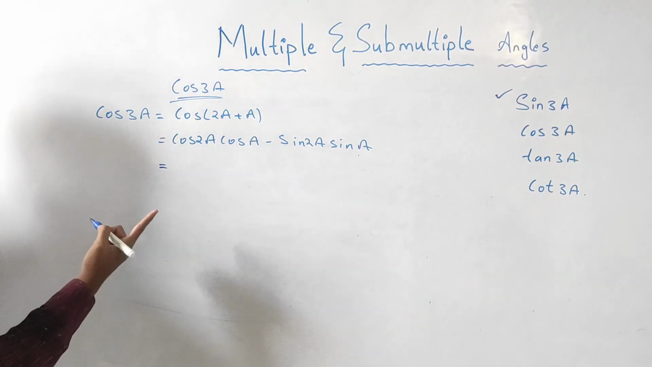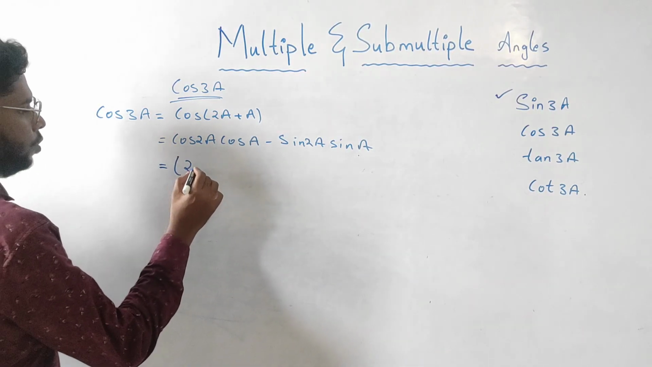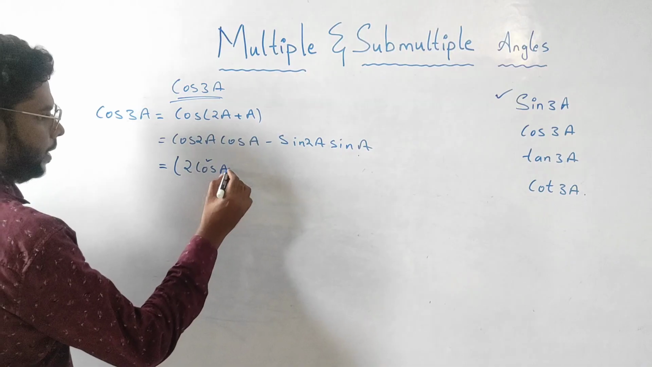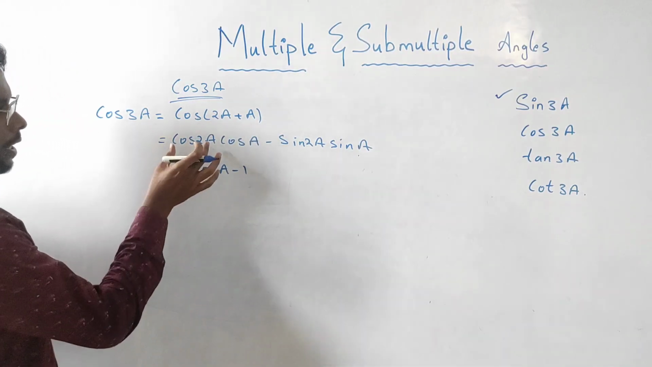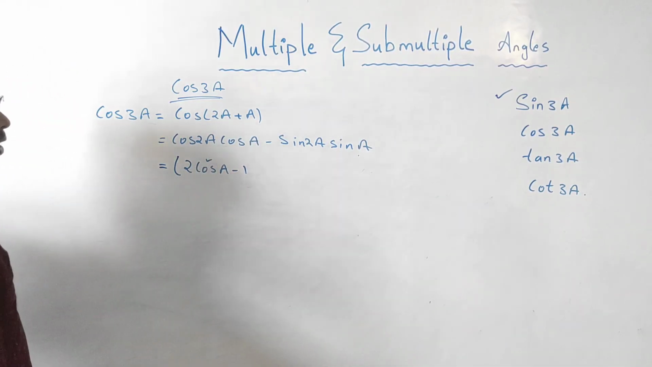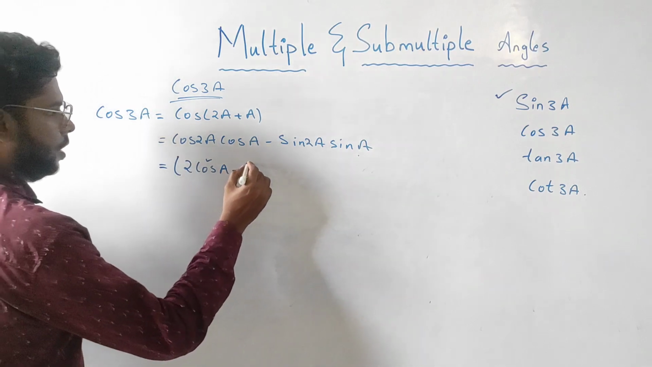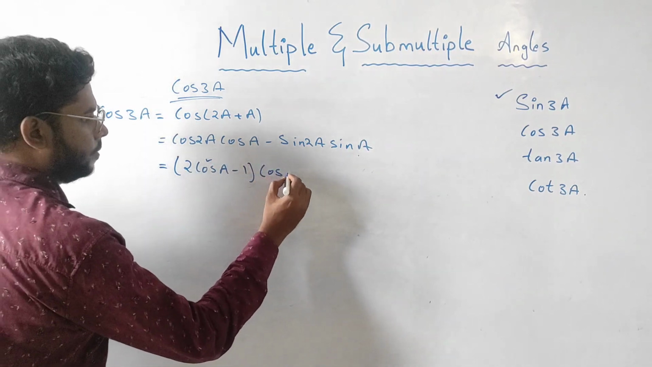Okay, we discussed the cos 2A formula. What is the cos 2A formula? It is 2 cos square A minus 1. In the previous video we have derived this. Now this cos A stays as it is.